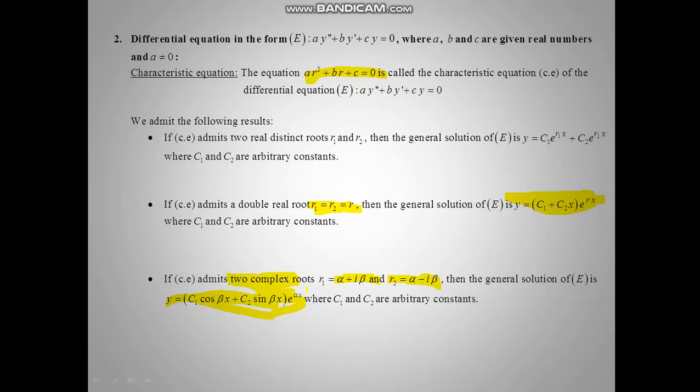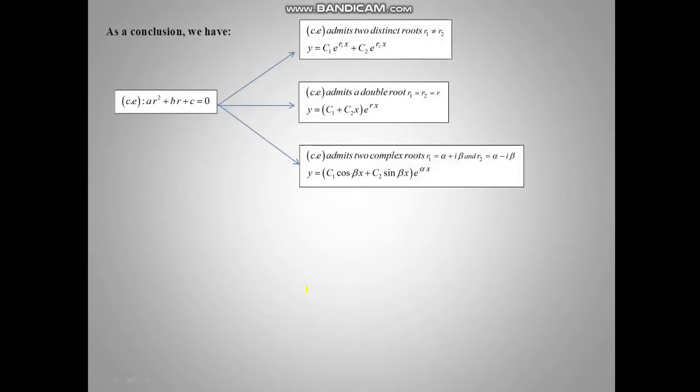Let us take examples. First, let us remember the rule. This one is the characteristic equation. If we have two roots, this one is the form to memorize. If we have one double root, this one is the rule. If we have no real roots, the roots are complex, so this one is the form of the general solution.